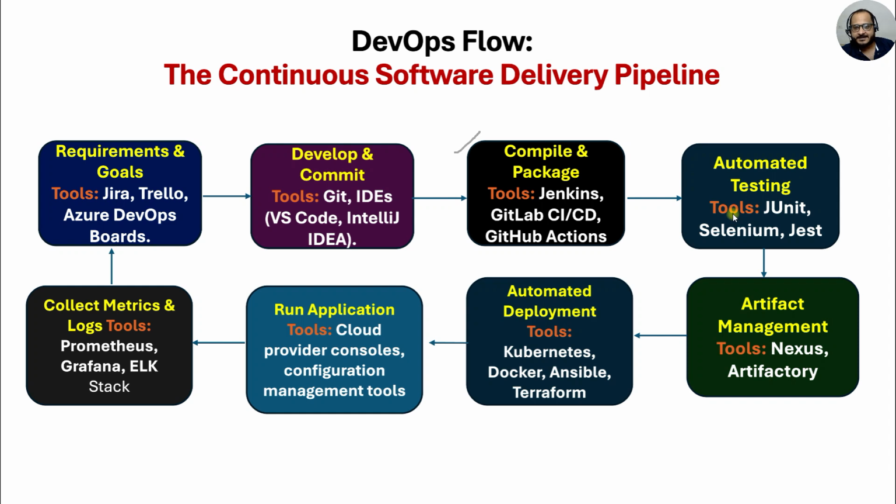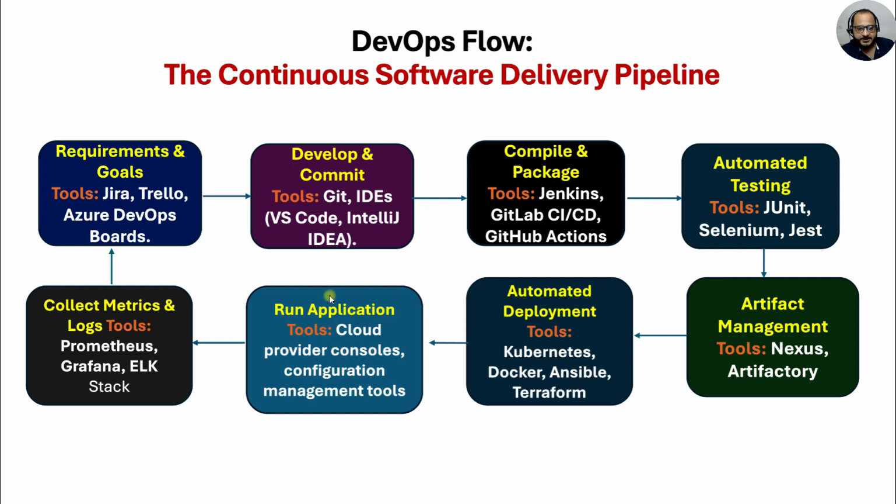Second is automated testing. Again, developers will write the test cases and DevOps will set up a tool to execute those test cases. Then we have artifact management. Developers will generate the artifacts, but DevOps will set up the artifactory tool for them. Automatic deployment is majorly work from the DevOps engineer side. They have to set up Kubernetes, Docker, Ansible, Terraform, a lot of tools for automatic deployment.